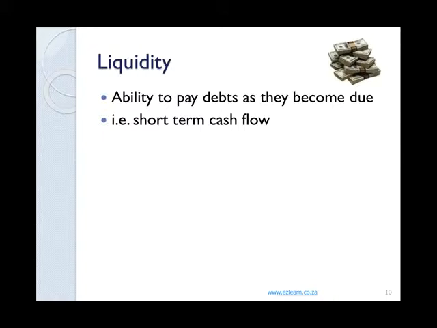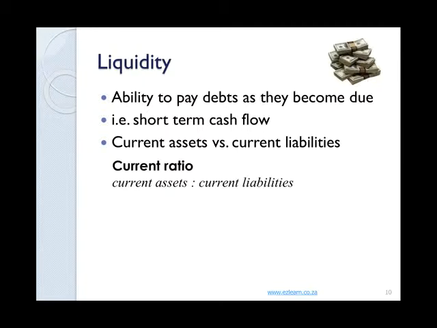In other words, we need to look at the short-term cash flow of the business. In order to do this, we'll look at the statement of financial position and compare the current assets to the current liabilities for the period. We will calculate the current ratio, which takes the current assets and calculates it as a ratio to current liabilities.